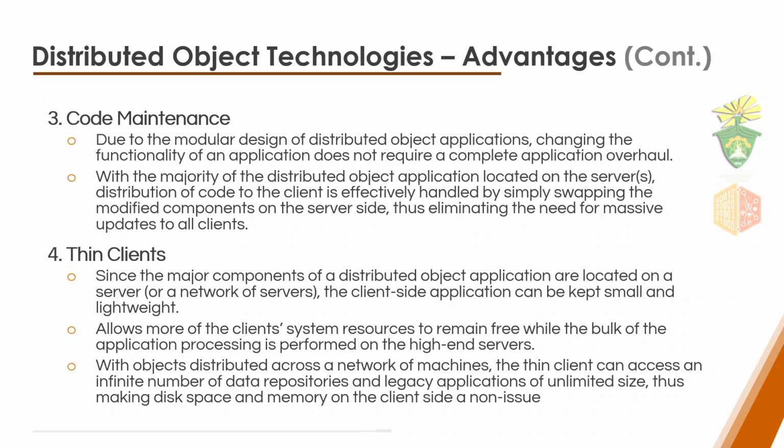With object distribution across a network of machines, a thin client can access an infinite number of data repositories and legacy applications of unlimited size, thus making space and memory on the client side a non-issue because the actual process remains on that system which is sharing an object. So whenever a client uses an application on its side, the actual process happens on the server, not on the client. So that's a good thing. Okay, that's the advantage. Only thin processes are being handled on the client side. That's the idea.